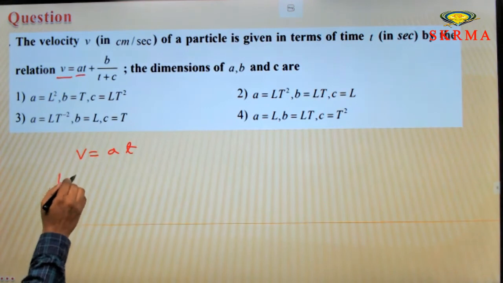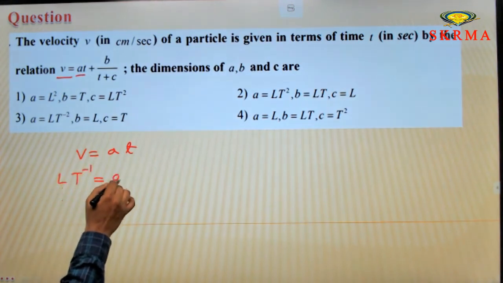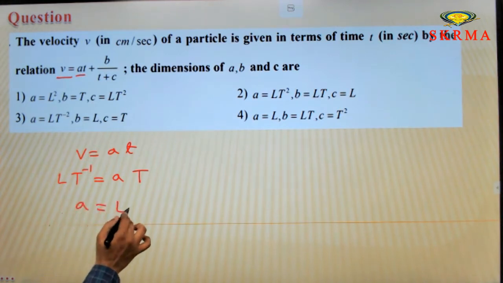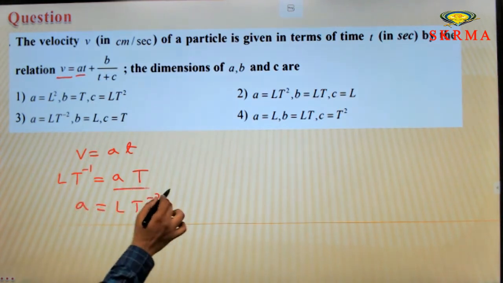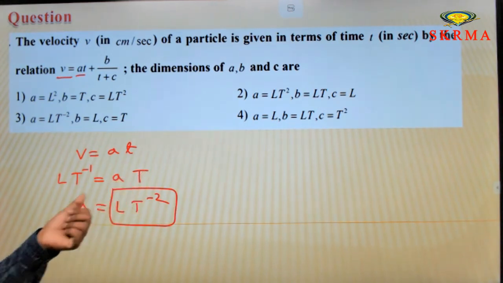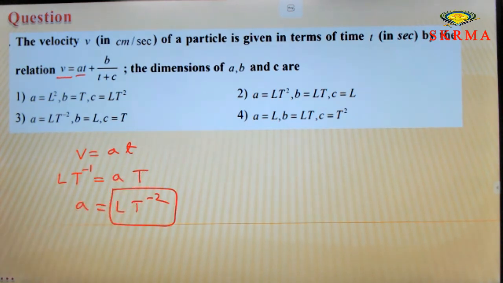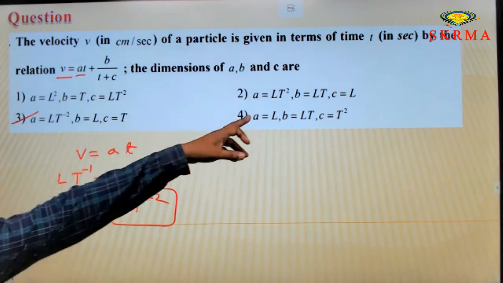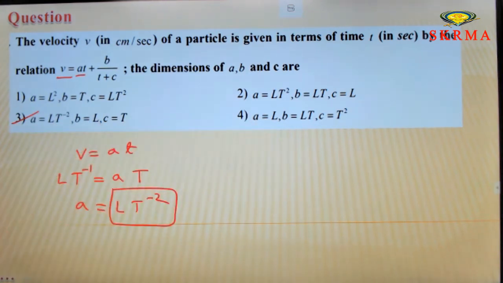v dimensional formula is L T power minus 1, a into t dimensional formula T. So a equal to L T power minus 2 is the dimensional formula. Dimensional formula for a is, take this t to this side, then L T power minus 2. So L T power minus 2, only one option is there for a.